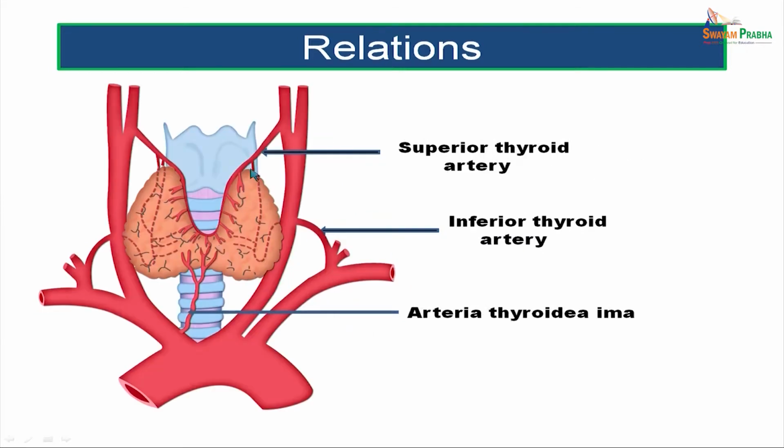Along the anterior border, you will find the anterior descending branch of superior thyroid descending down and reaches the upper border of isthmus, where it anastomoses with the fellow of the opposite side. So, that is the anterior descending branch of the superior thyroid along the anterior border of the lateral lobe.